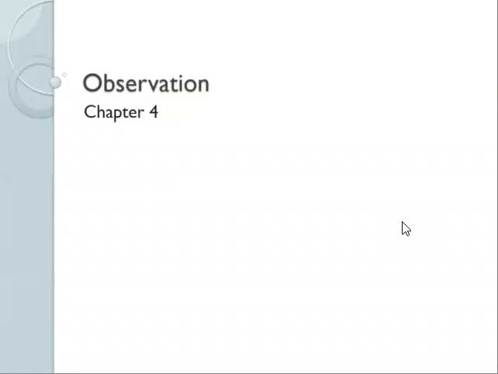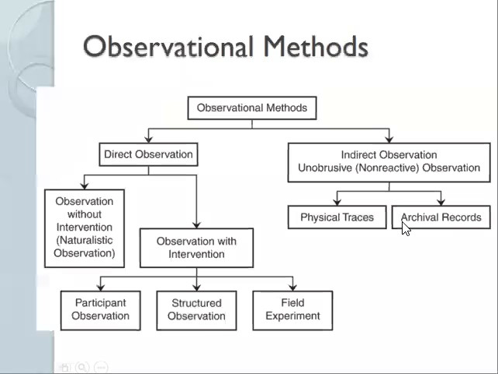This chapter will discuss observational methods. And so we can break observational methods down into two basic types. Direct observation involves observing behavior while it actually occurs. So you're observing the behavior live, either with or without intervention.